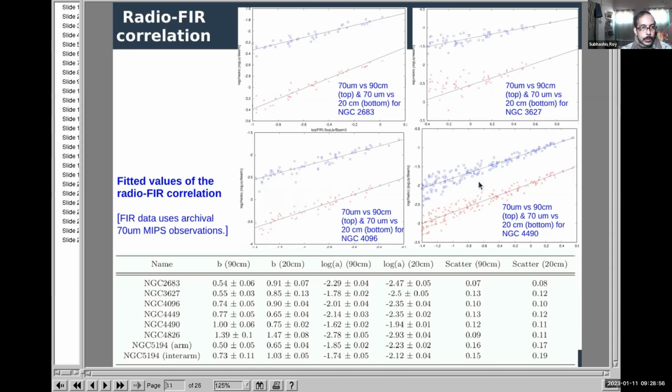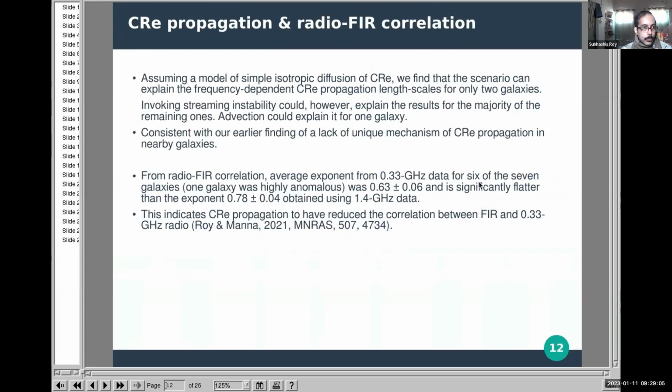So let's do the interpretation, meaning how we look at the results from the previous two things, the propagation and the radio-FIR correlation. The main thing is, as a model of simple isotropic diffusion of cosmic ray electrons, we find that the scenario can explain the frequency dependency for only 2 galaxies. That is, if we assume diffusion, out of 7 galaxies, the results could be explained for only 2 galaxies.